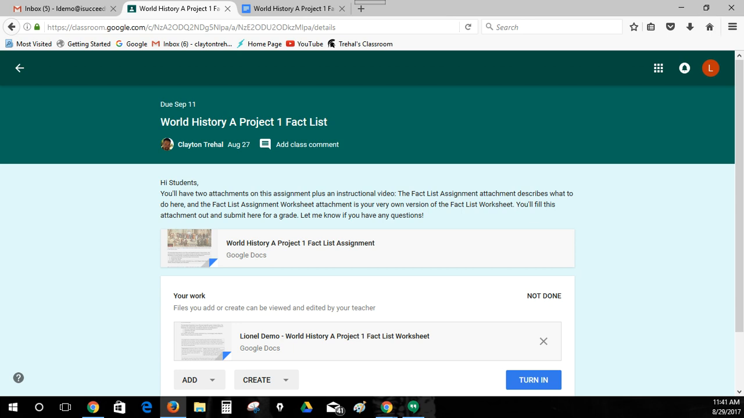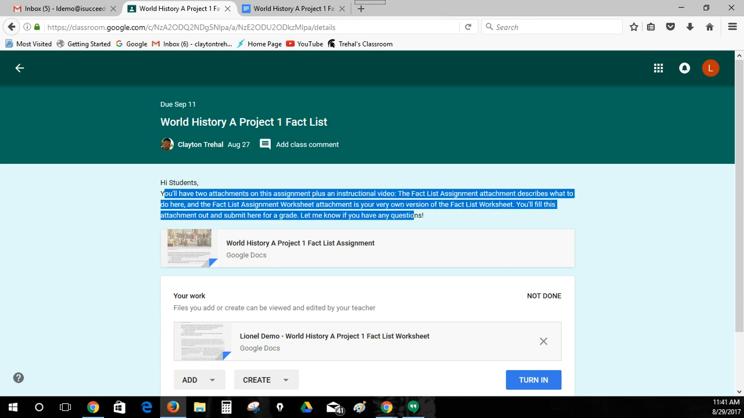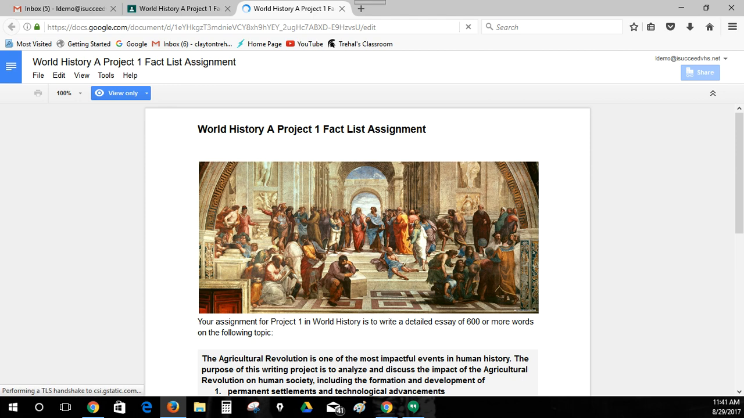Okay, so I go to open this. And there's two documents. You can see that it says you'll have two attachments on this assignment plus an instructional video. By the way, it's not there yet because this is the video. I'm going to add this as soon as this is done. So anyway, here is the announcement for the assignment itself. And actually, I already did that. So let's go over this really fast.